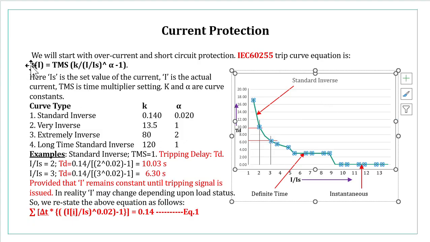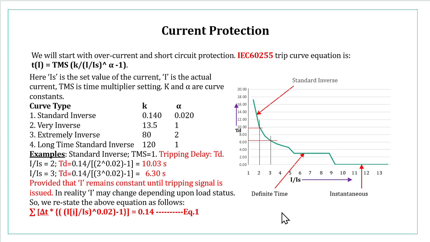Now this is the equation given by IEC 60255. Here TMS is the time multiplier setting. You can see that T, that is the tripping delay, I have mentioned here as TD. And this is equal to TMS times K upon (I by IS) raised to the power alpha minus 1. Here I am taking TMS as unity. Then K and alpha are defined by this standard.